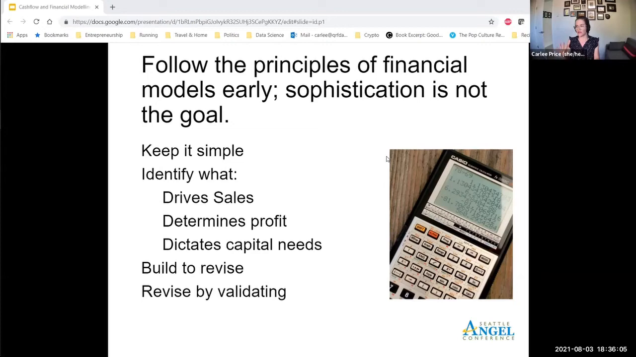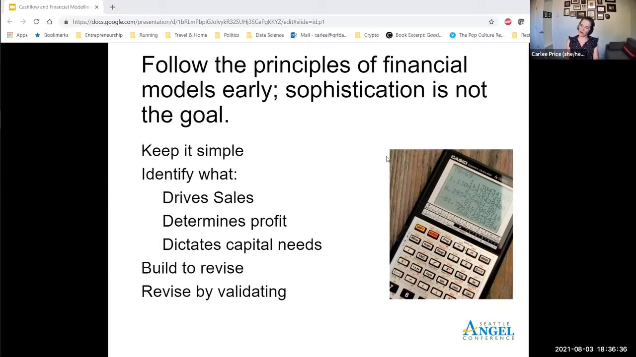There's elements that you want to target at your first pass. Number 1, what is it that drives sales? Number 2, what is it that determines profit? And then number 3, what is it that dictates your capital needs? You're going to build this so it can be revised easily. So nothing you do in startup land and specifically in financial modeling is written in stone. It's always pencil. So understand that these numbers are going to change as your understanding of the business changes.